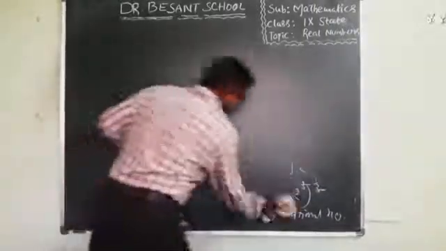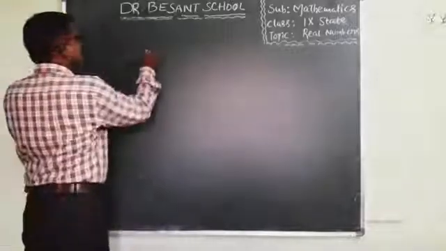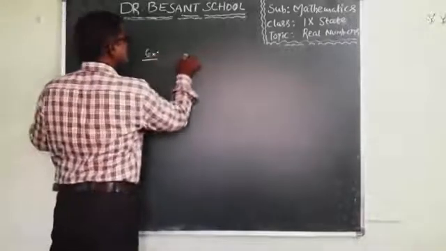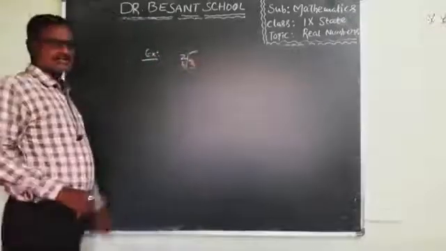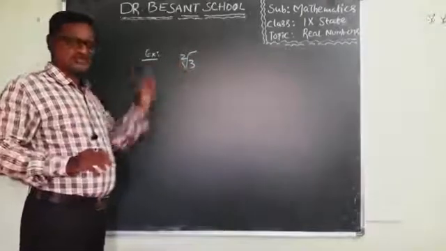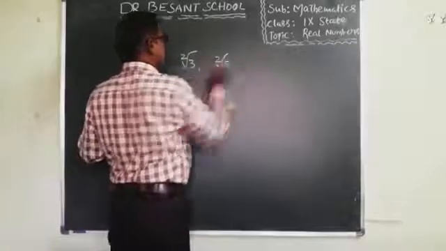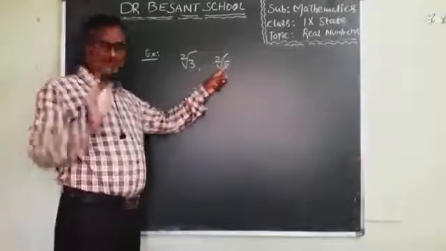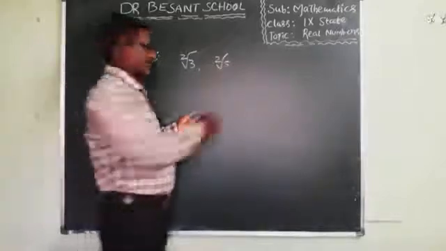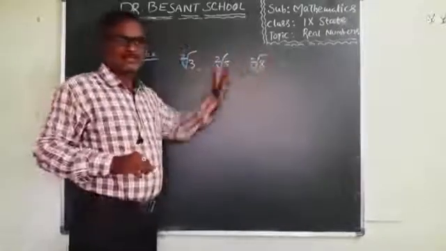After this one, verify, children. See these examples. Square root of 3. 3 cannot be written as a second power of a rational number. So square root of 3 is a surd. Again, this is square root of 5. 5 cannot be written as a second power of a rational number. Again, square root of 8. 8 cannot be written as a second power of a rational number.